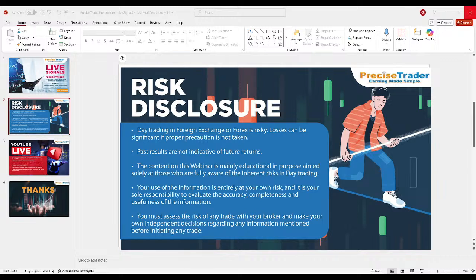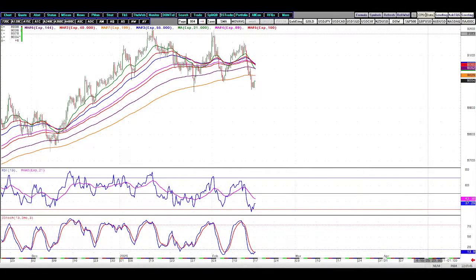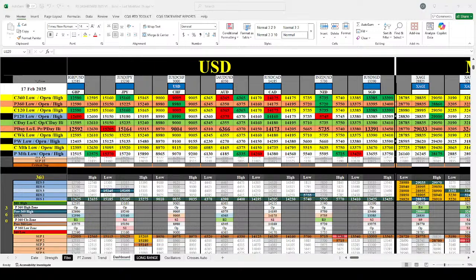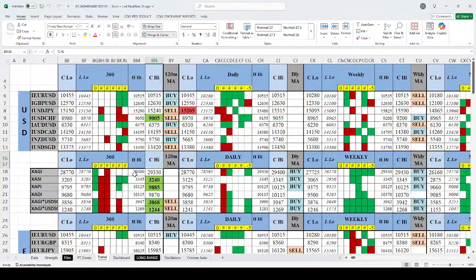So with that, we move on to our market outlook. The trend on the euro on the hourly is flat with an upside view, daily is flat with an upside view, and weekly is flat with an upside view. So overall, I think we should be going for a buy and hold or cautious buy.